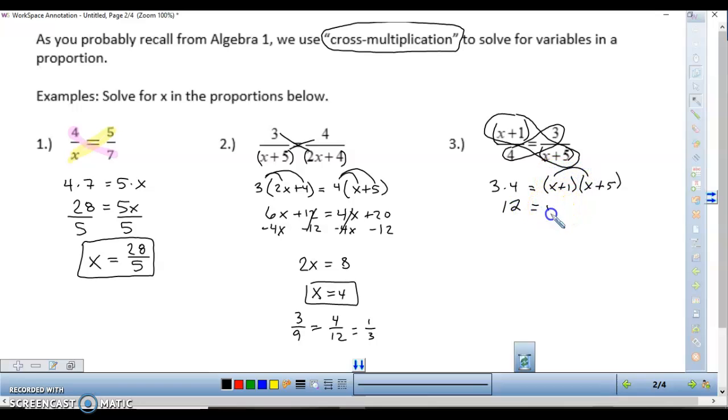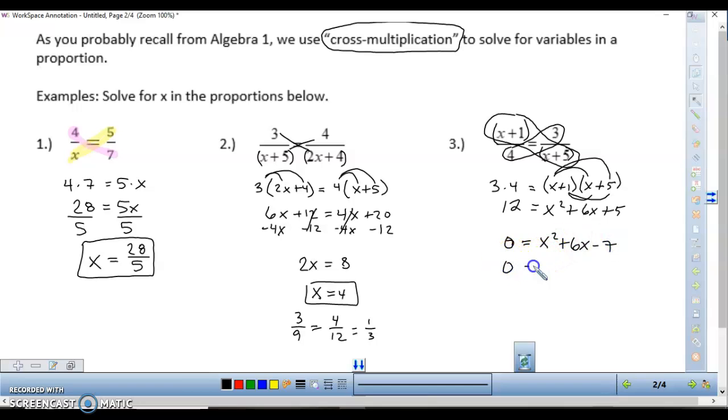All right, so this gives me 12 is equal to, now I'm going to FOIL. I get x squared plus 5x plus 1x, so that would give me 6x, and then plus 5. Now we have a quadratic equation, and just as painful as last time we did a quadratic, we got to set it equal to 0, and we got to factor it. So I'm going to subtract 12 from both sides, leaving me 0. It's a 0, not a 6, sorry. 0 is equal to x squared plus 6x minus 7.